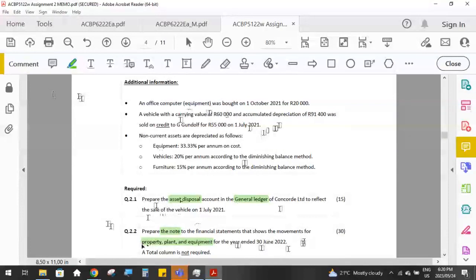Okay, so let's go and have a look at the memo, the asset disposal account for the disposal of the vehicle, and then the PPE note for our equipment, vehicles and furniture.